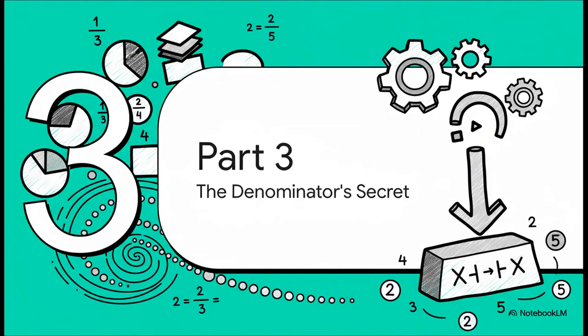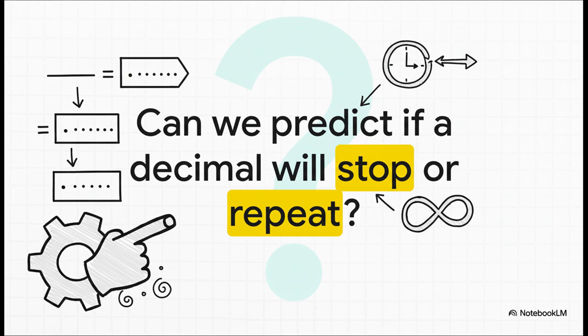Okay, part 3. Get ready, because this is the moment you've been waiting for. This is the biggest secret of them all. We are about to learn how to predict exactly what kind of decimal a fraction will make without even touching a calculator. And the entire clue? It's hiding in the bottom number of the fraction, the denominator. So this is the big question, right? Can we just look at a fraction, any fraction, like 7 over 20 or 5 over 6, and basically predict its future?